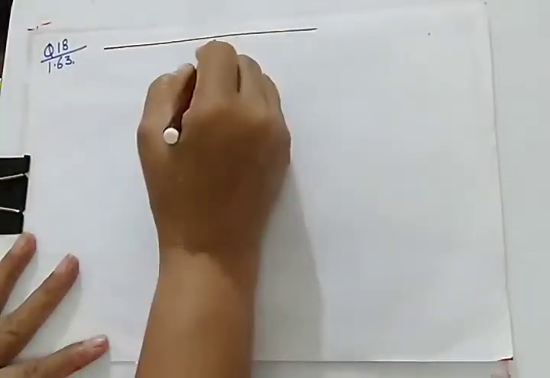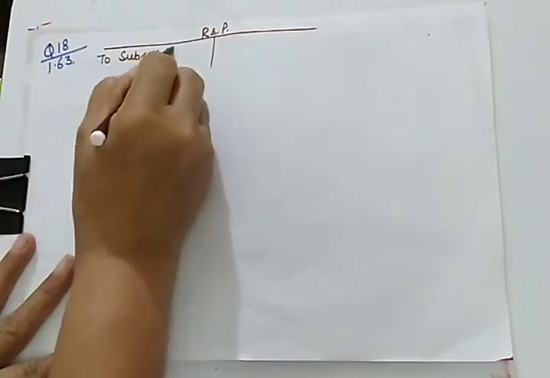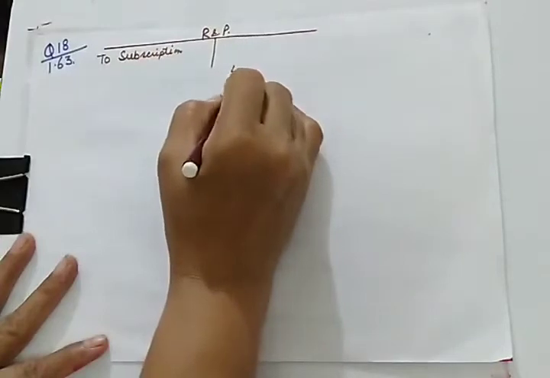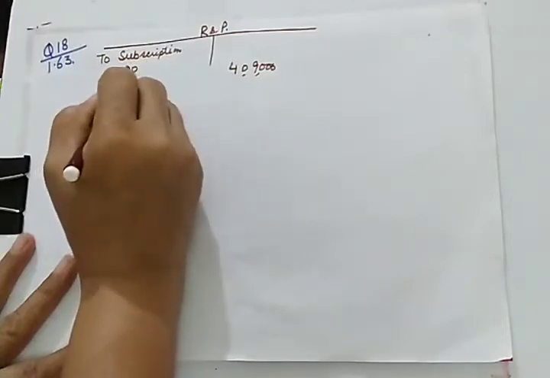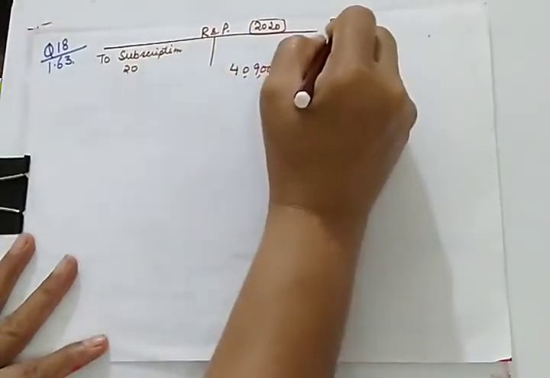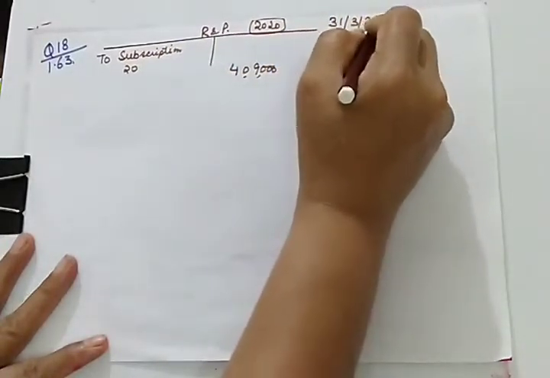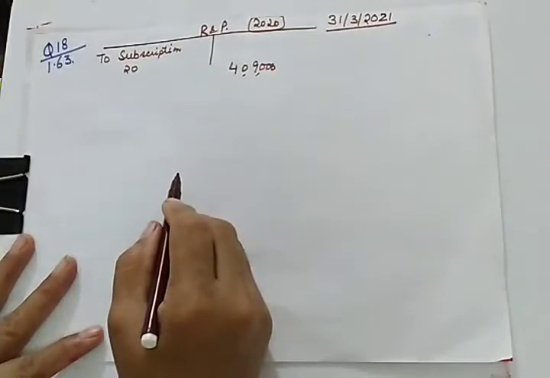So let me write a briefing of the information which is given to us. First of all, according to this receipt and payment account, let me make a brief receipt and payment account. You know that subscription is to be recorded on the debit side. The total subscription is 4,09,000, which includes subscription for the year 2020. So it means our current year ends on 31st March 2021. This is our current year.